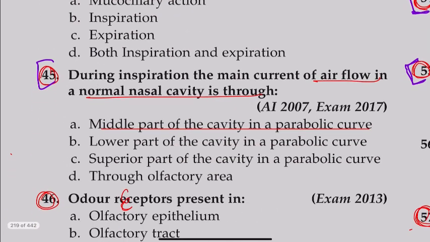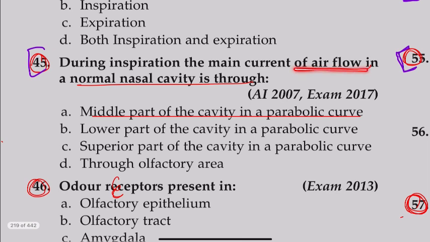Mucociliary action. During inspiration, where does the main current of airflow in the normal nasal cavity flow? In the middle part of the cavity, in a parabolic curve. The airflow of the nose is in a parabolic curve, both during inspiration and expiration, right?